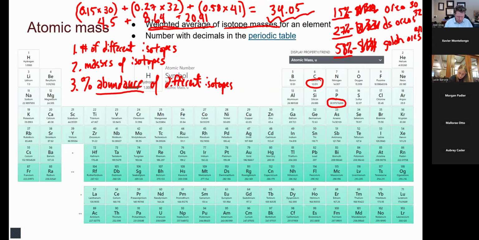Sorry, let me check my math again. 20.91 plus 8.64 plus 4.5. I got 34.05. I would take another look at whether I punched it in all correctly.